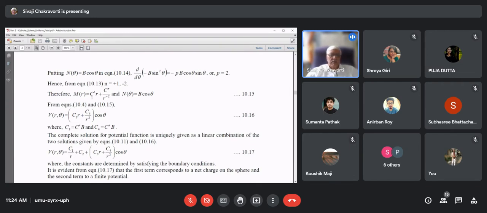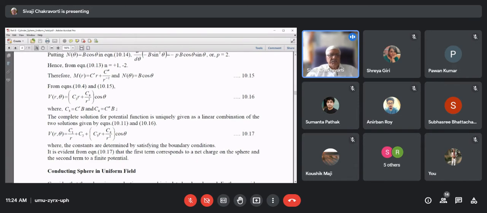So what are the two equations? 10.11 and 10.16. 10.11 comes from the solution that A plus B is equal to 0. So A is equal to 0 and B is equal to 0. 10.16 is the solution that A plus B is equal to 0. So A is equal to plus B. B is equal to minus B. So we get the complete solution as equation 10.17.